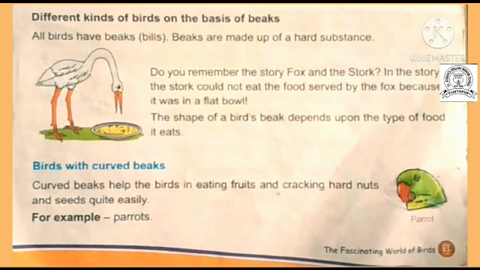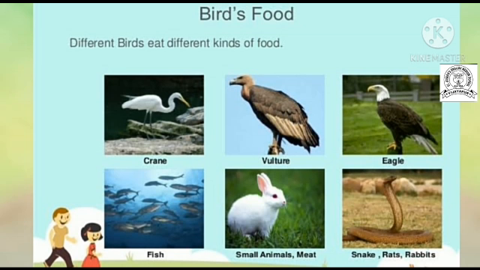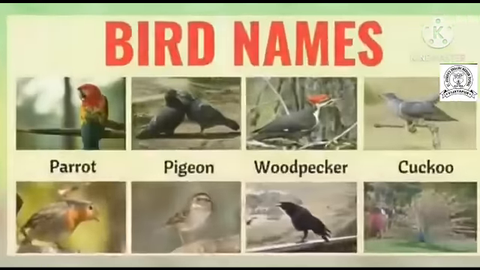Now children, I will explain this much part. Here in this part they tell about the use of the beak and the different types of beak. So different birds eat different kinds of food. Birds eat grains, fruits, seeds, insects and fish and other small animals also. Birds have beaks and claws to catch and hold and eat their food.